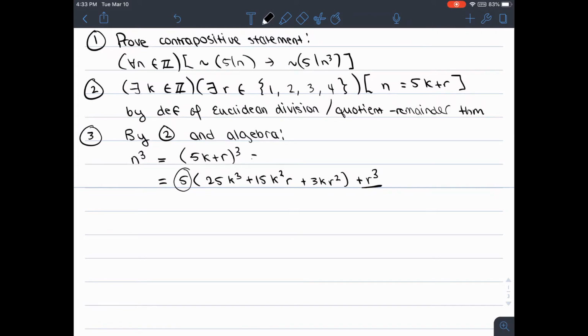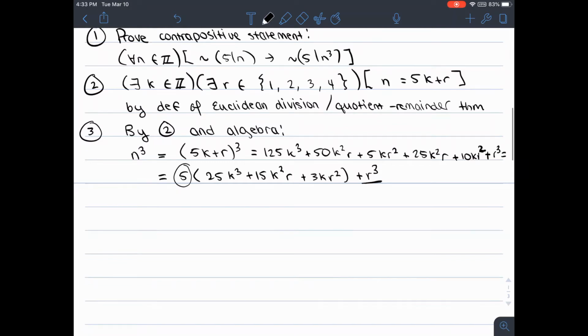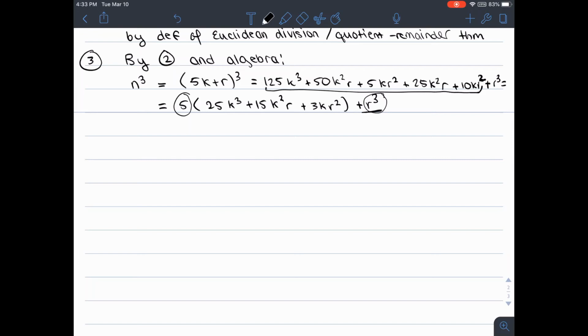The original n cubed fully expanded would look like something like this: 125k cubed plus 75k squared r plus 15kr squared plus r cubed. We can take a 5 out of this big expression here and have a remainder of r cubed on the side.